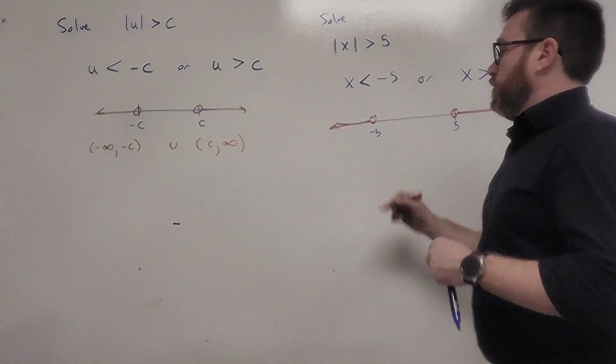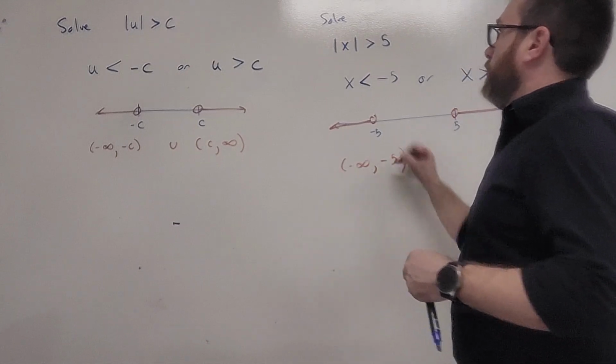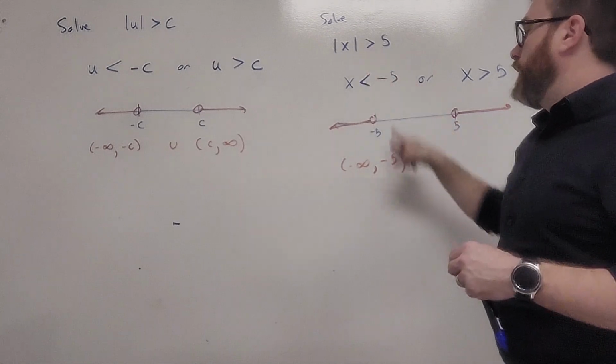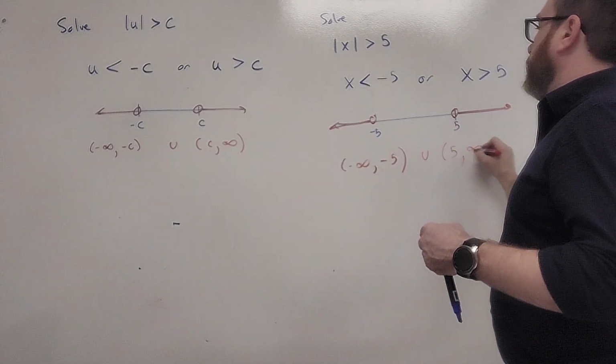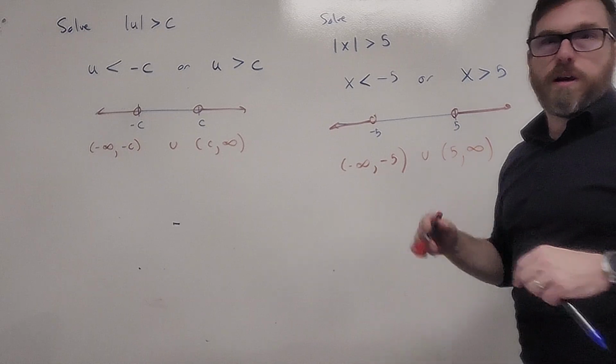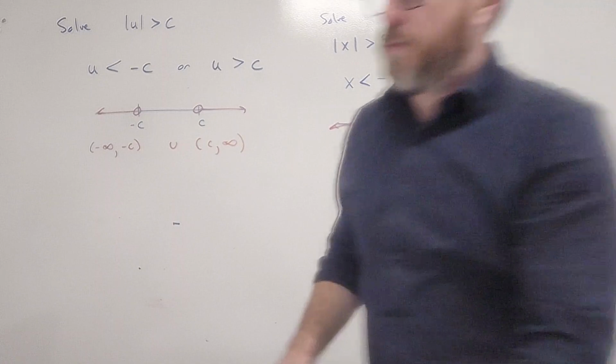So we can say our solution set is going to be minus infinity to minus 5, open because there's a less than. If you have an equal sign, you just close it. Union 5 to infinity. So I'll pause it and do a couple more of these, or maybe one more of these, and maybe some general ones.